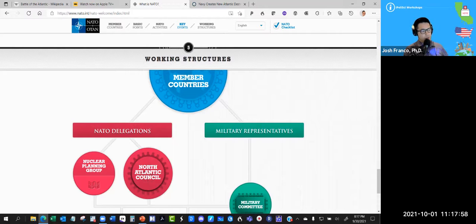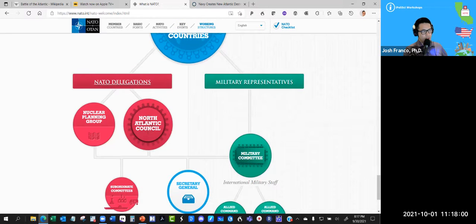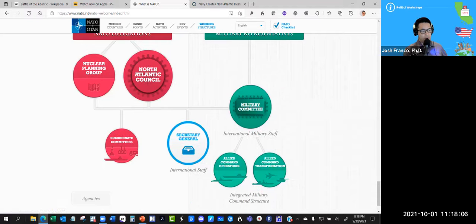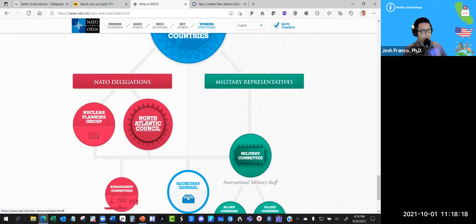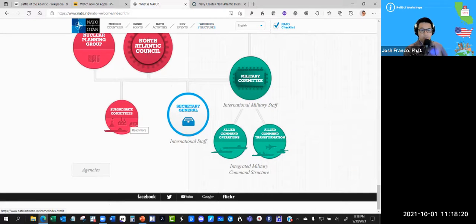And so it's really important to note the way this organization is structured: you have NATO delegations, which have the Nuclear Planning Group and the North Atlantic Council, and they have military representatives, and those military representatives form a committee. Under that committee, they have Allied Command Operations and Allied Command Transformation. And then there's a Secretary General who helps organize all this work. And then there are subordinate committees under the NATO delegations. So it's a very sophisticated alliance, or example of cooperation.